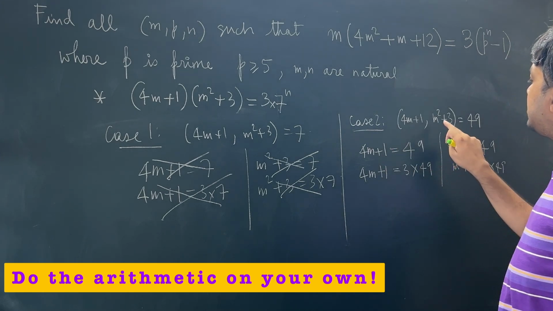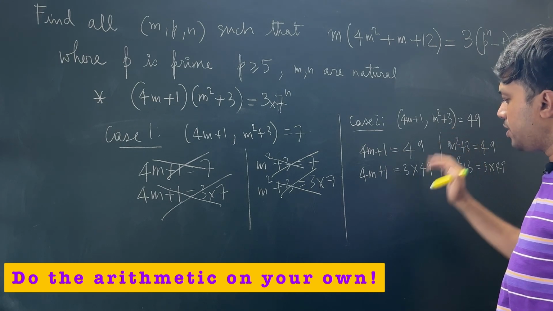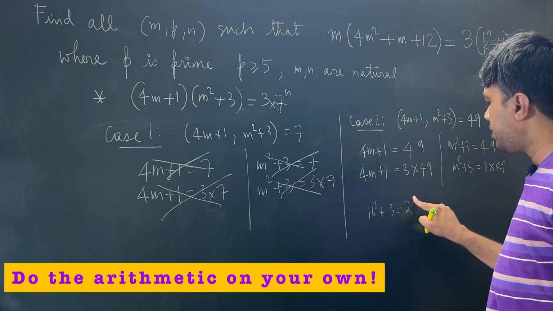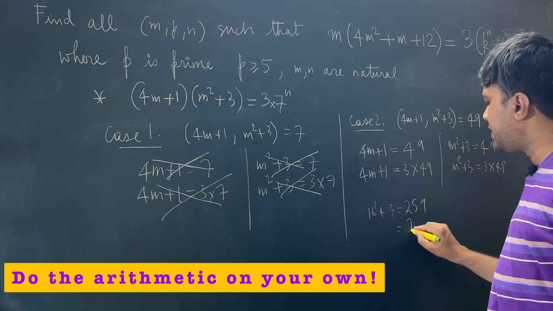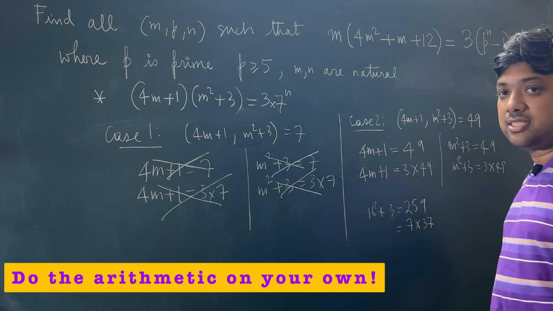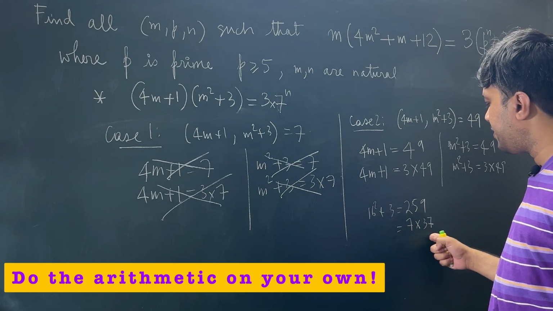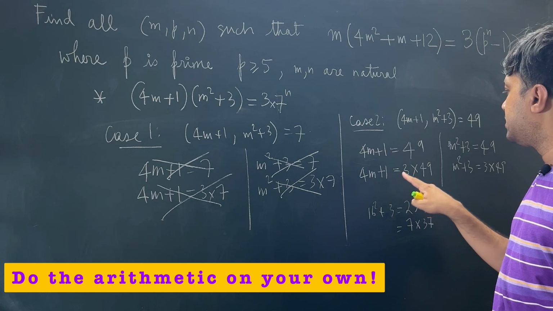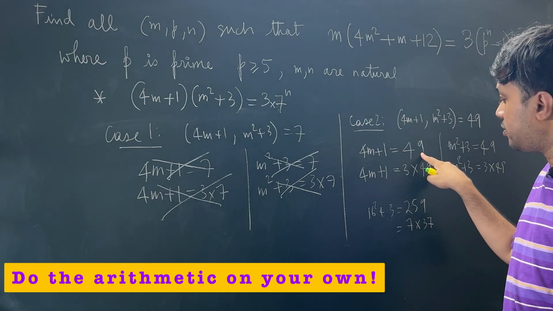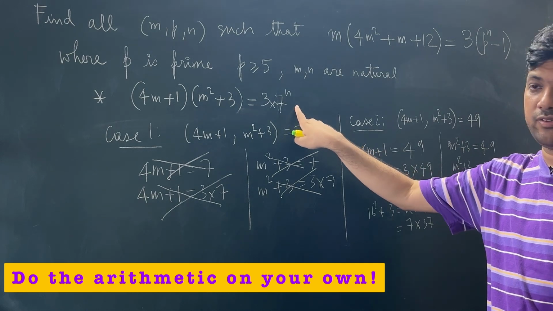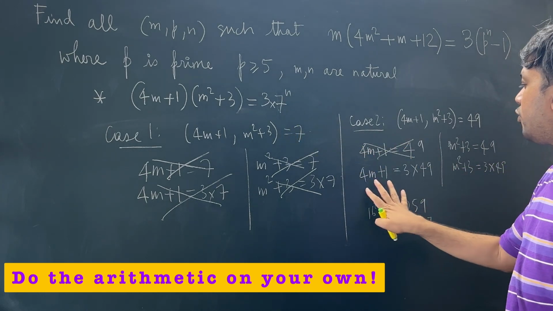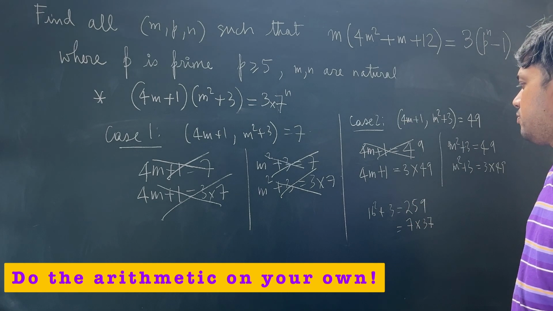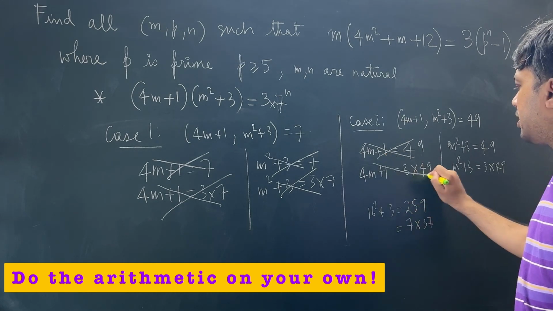Now if m is 16, this will be 16 squared plus 3. It's a quick calculation: 16 squared plus 3 is 259. If you do the calculation, you'll see it's 7 times 37, which means that this number has a factor of 37. So if 4m plus 1 is 49, then m squared plus 3 has a factor of 37, but then there is no factor of 37 on the right. So this is not possible. If 4m plus 1 is 147, then 4m is 146, but 146 is not divisible by 4. So again, there is no solution here.